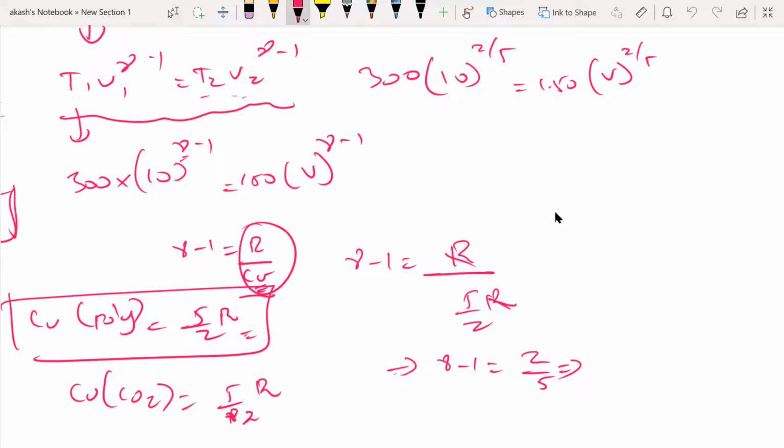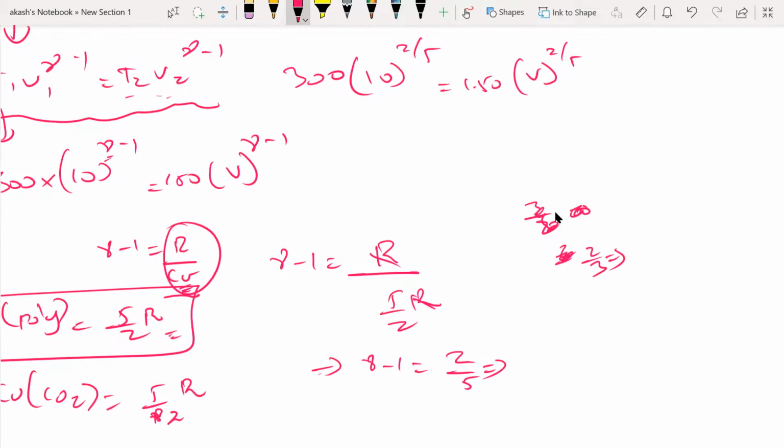So if you use it as 3/2 R, then I will be getting gamma minus 1 as 0.3. No, 2/3 would be 0.66, and we'll be getting some problem. Okay, so people, instead of remembering all these things, the thing which I'm seeing constantly is the gamma value.